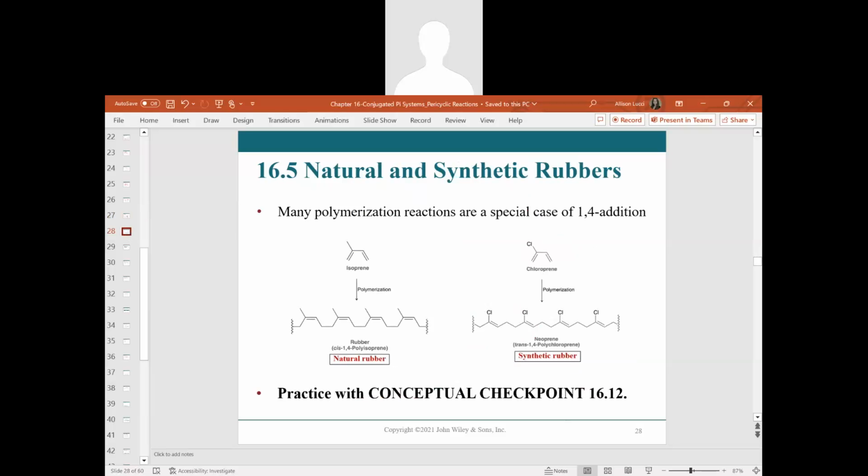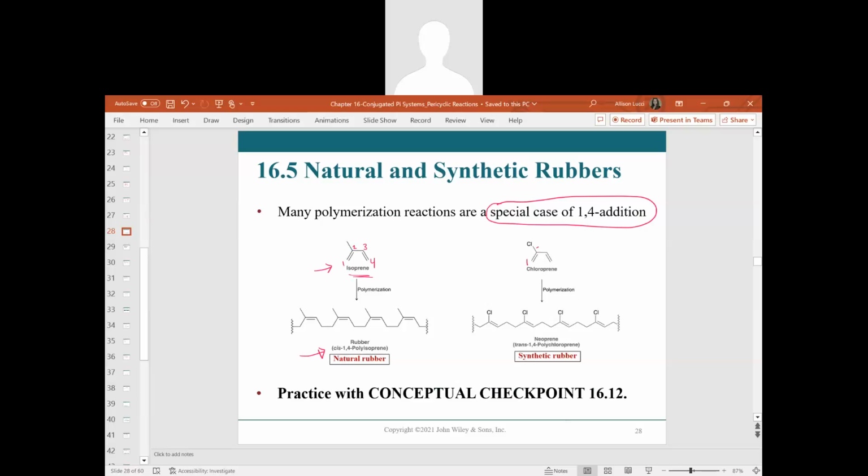So there's another reaction shown here on this slide, which is a special case, or actually two reactions, we should say, that are special cases of a 1,4 addition. So say we have this monomer here, and we could number our carbons 1 through 4. This isoprene monomer, through a polymerization process, can produce this natural rubber compound, the cis-1,4 polyisoprene. So again, we have isoprene generating polyisoprene, a species down below.